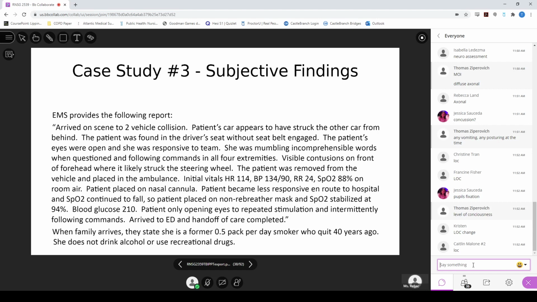She arrived in the ED and handoff of care is completed. When the family arrives, they state she's a former smoker with half a pack a day, and she quit smoking 40 years ago. She does not drink alcohol or use recreational drugs.